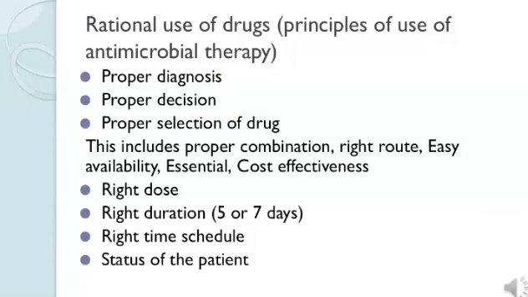So you should prescribe a drug which is possible for the patient to take in the long run. Proper selection of drug includes proper combination, right route, easy availability, essentialness and cost effectiveness. These are very, very important. The next is right dose. There are rights which we will discuss in the next slides. You should follow all the 10 rights and the status of the patient should be monitored.